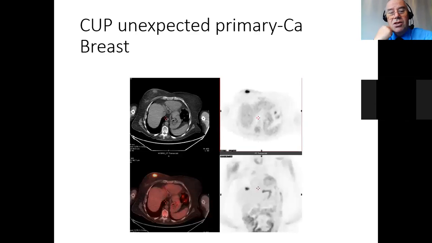So this was a patient who had, we did find it was a primary tumor in the breast. We did find the relevant markers, and it does show that you can pick up breast cancer with an FDG scan.